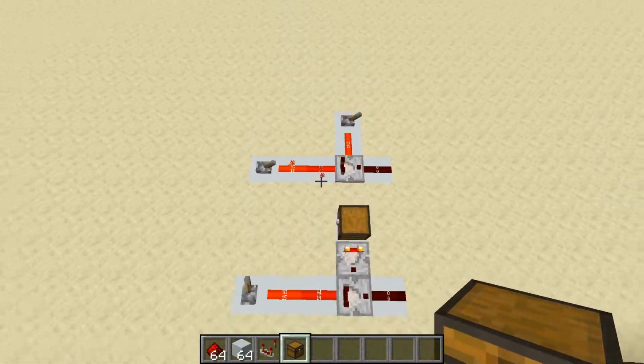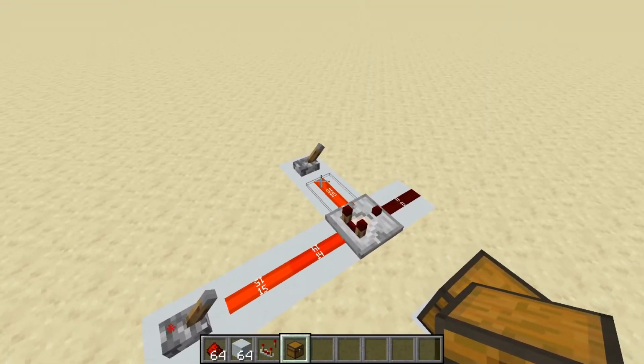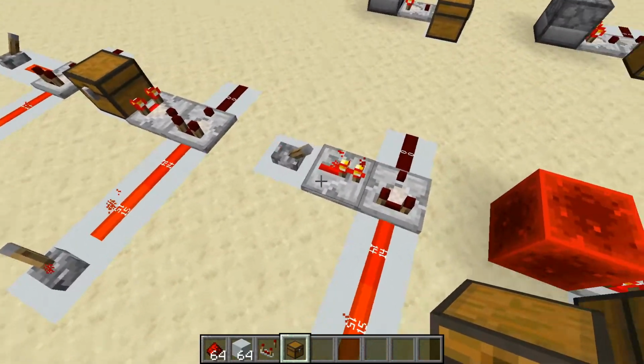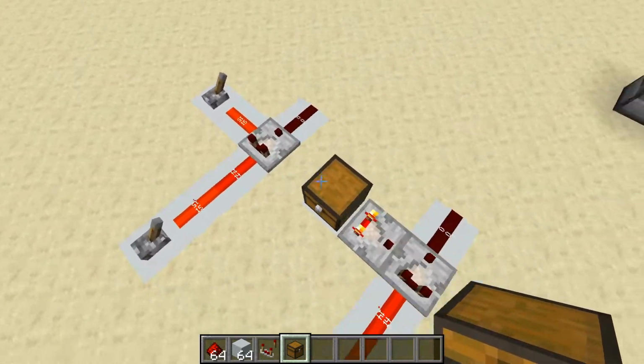And that would work with any one of these 4. These 2 are probably the most common, with the repeater or just redstone dust. Probably the repeater because it's less likely to interfere with other things, but redstone dust would work as well.